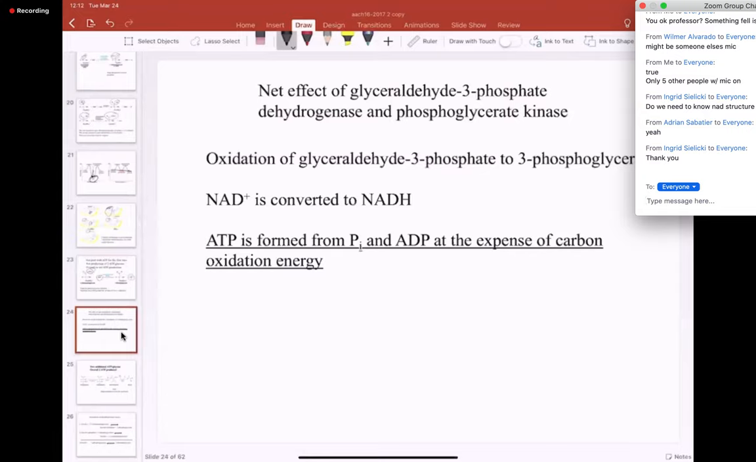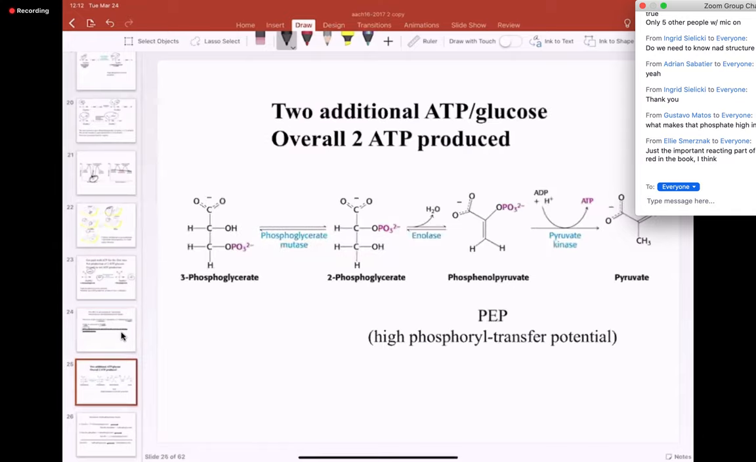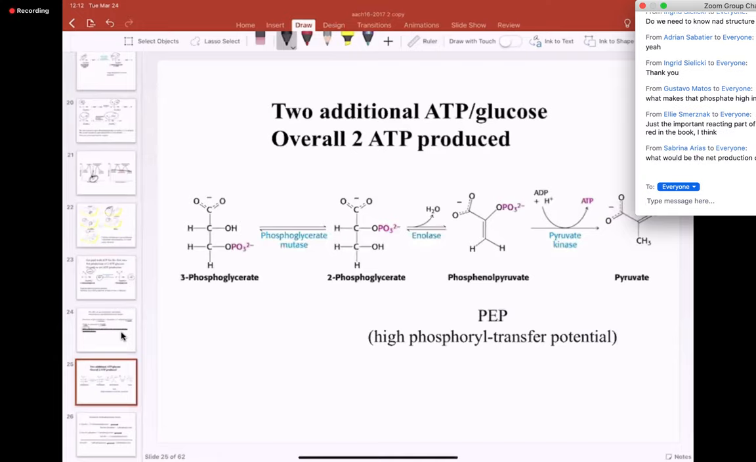The last couple of steps here, the last two steps, what happens here is that oxidation of the aldehyde to the carboxylic acid has resulted in energy being produced. This also leads to NAD being converted to NADH, and also the production of ATP at the expense of carbon oxidation. And so therefore, we need to know carbon oxidation. Here, 2 additional ATP are going to be produced per glucose. And this is the last few steps.